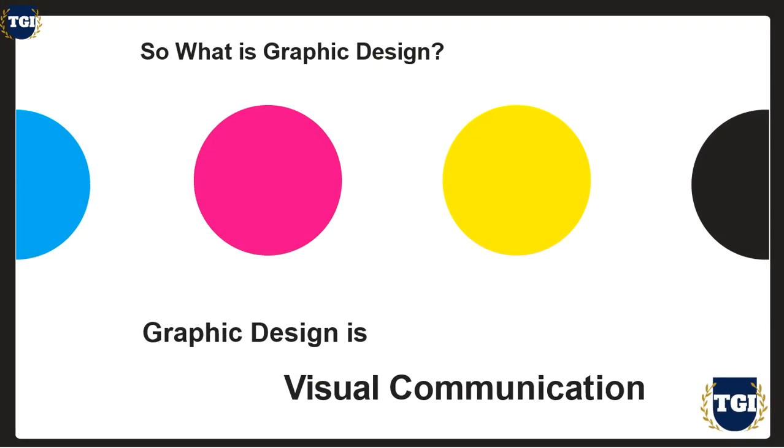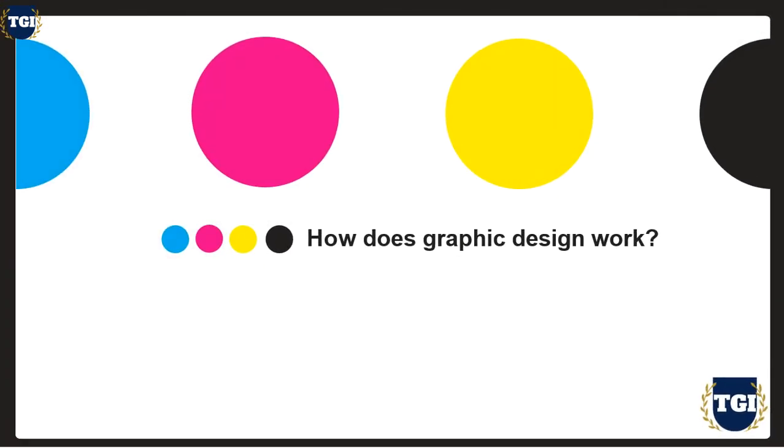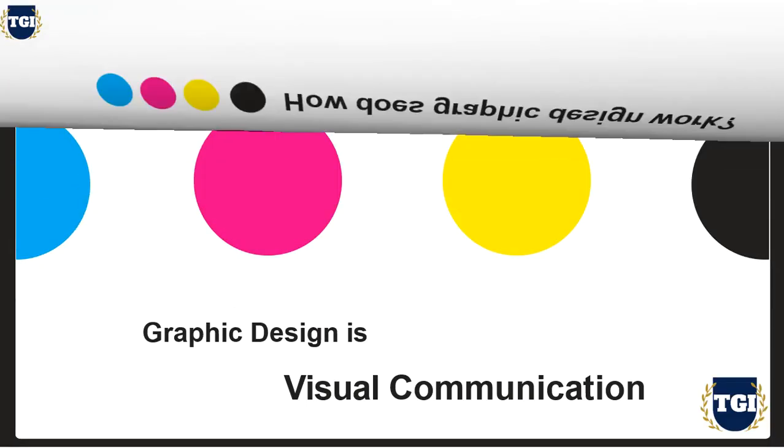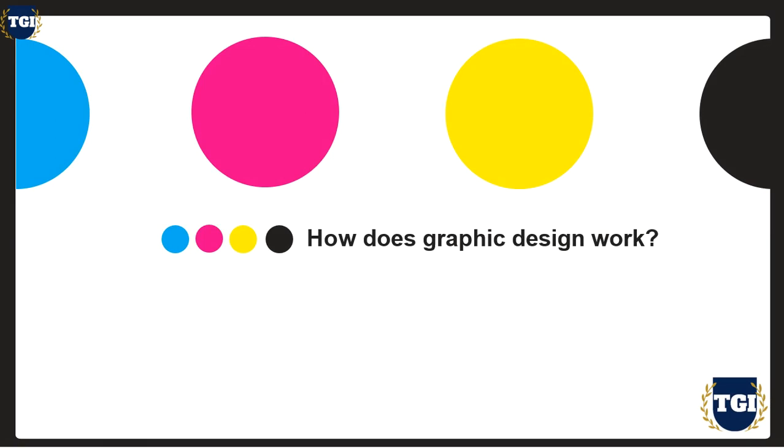So the nutshell here is that graphic design is visual communication. That is the shortest definition you can always get. Graphic design is visual communication. So in our next slides, we are going to be looking at how graphic design works. I hope we understand the types of graphic design, and see you in our next session.